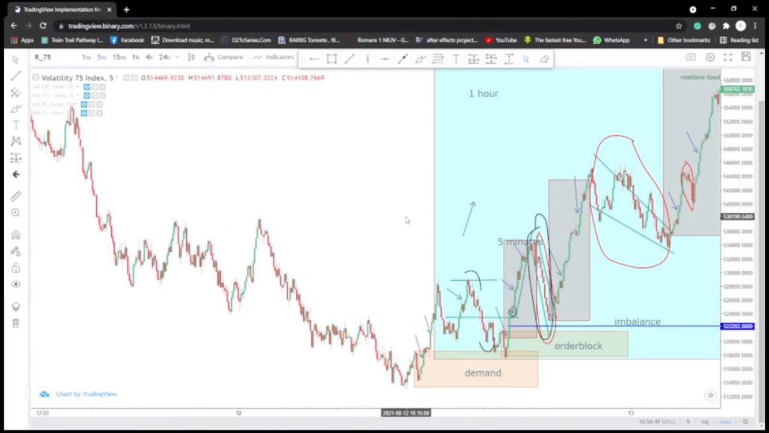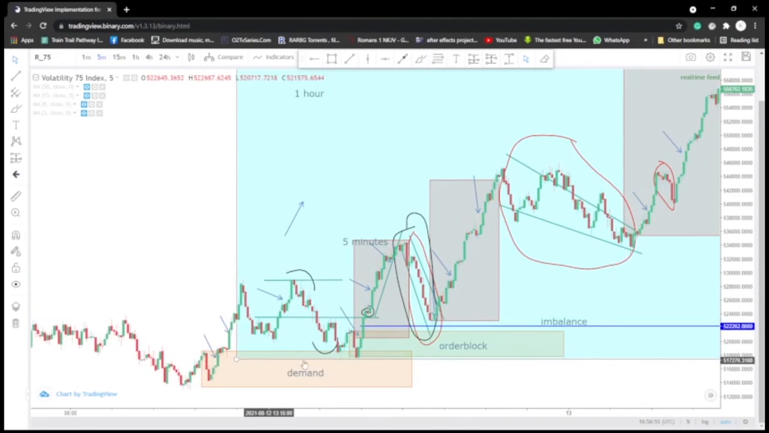So as I'm explaining this, you can now see that I would have caught my entry here when price came back to the demand, because I understand how to count the levels. I would know that now the levels are completed. Price must exhaust and go to the nearest demand or order block. Put that in mind. Once the levels are exhausted, once the levels are completed, price must exhaust to the nearest demand or order block before it can take off again.